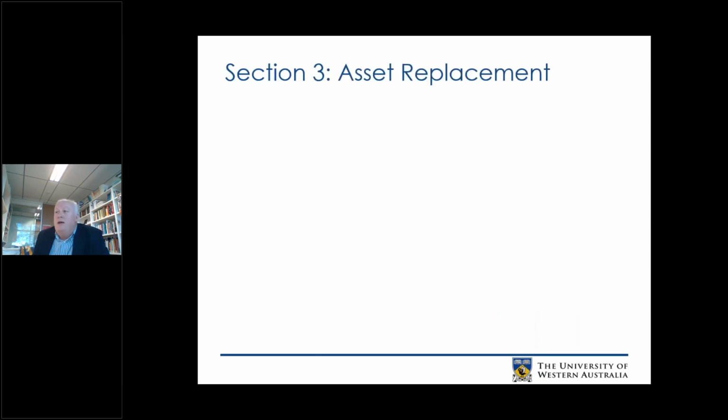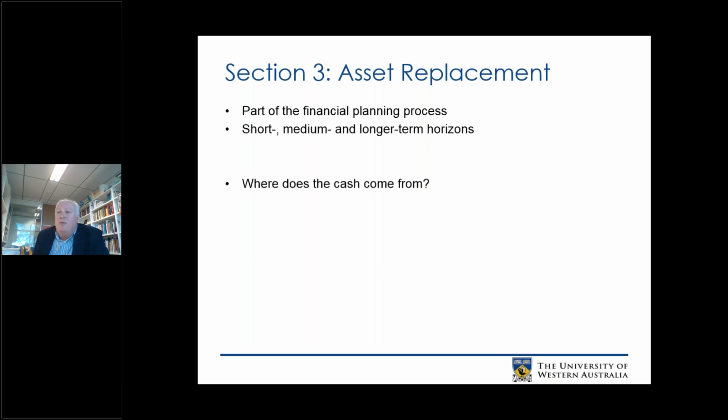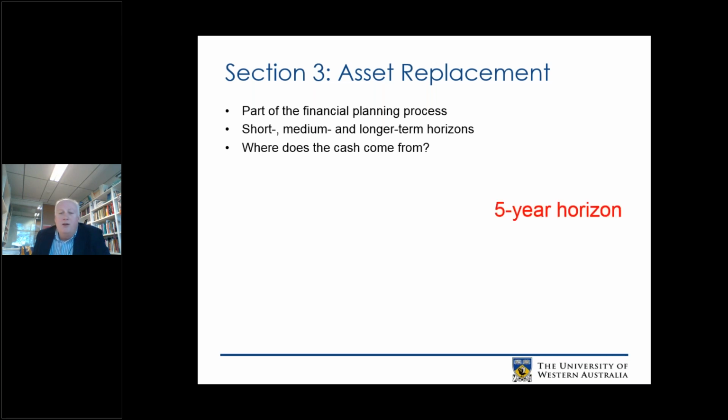Okay, so section 3. I'm mindful that we've got a limited amount of time left and we do want to leave some time for some questions. Asset replacement is a very, very important element, and part of your planning for your balance sheet includes how you're going to replace the assets that you might have going forward. You need a short, medium and longer term horizon, and you need to consider where the cash comes from. And so your financial planning horizon, not your budgeting horizon, should really be a 5-year horizon.